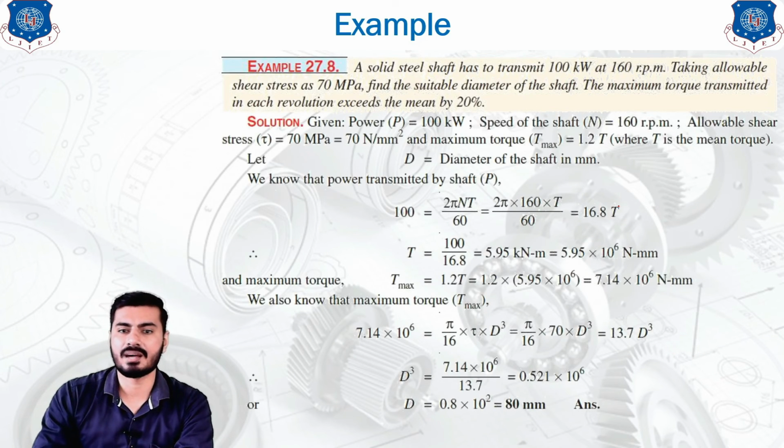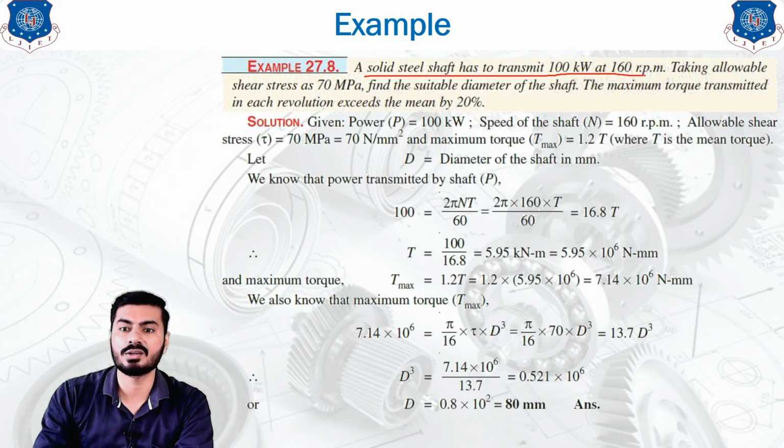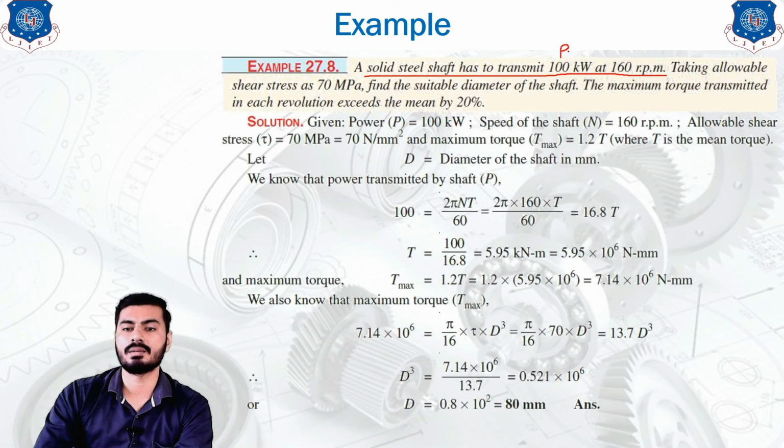So, here is an example where you can find the data, given data. First of all, we will see that your given data indicates that a solid steel shaft has to transmit 100 kilowatt at 160 RPM. So, this 100 kilowatt is nothing but the power, and RPM is nothing but N. N and P are both given.